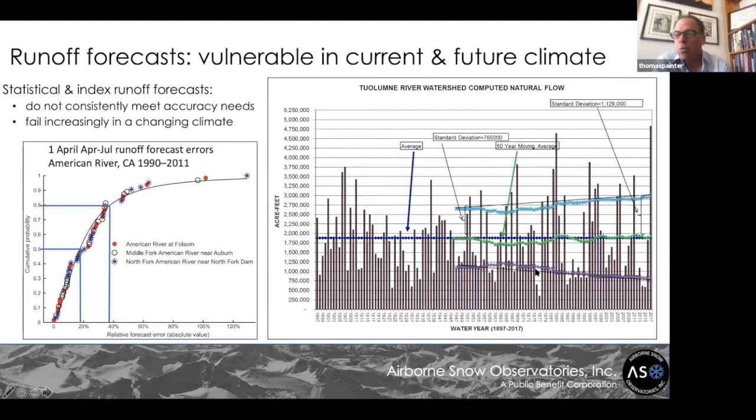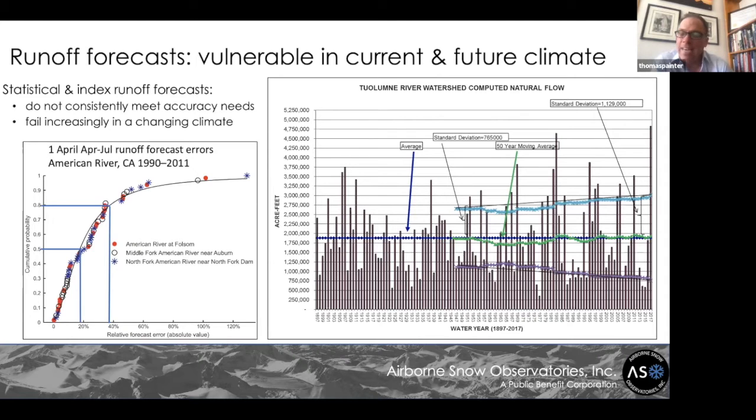What we're running into now with our changing climate is that these empirical approaches are becoming less reliable because of the transients in the climate and the transients in the hydroclimate. If you look back to the 1950s, we're starting to see a climb in the standard deviation from year to year.